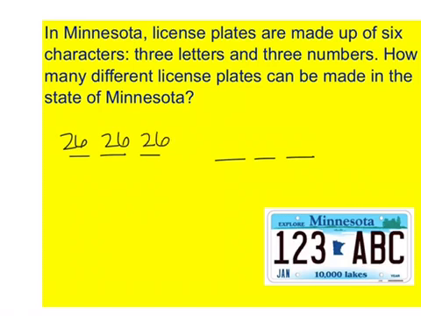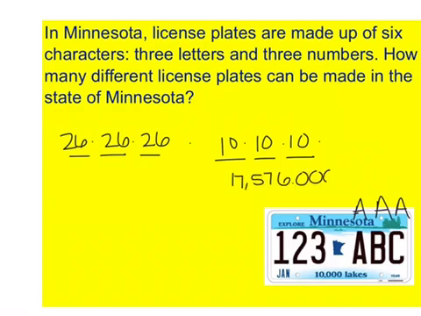I can have a license plate that has AAA. That is something that we could do. Then when I think of the numbers, how many different numbers do I have? I have 0 through 9, so I have 10 different options for numbers. And we can multiply these things together. When I do that, I have 17,576,000 different options for creating a license plate.